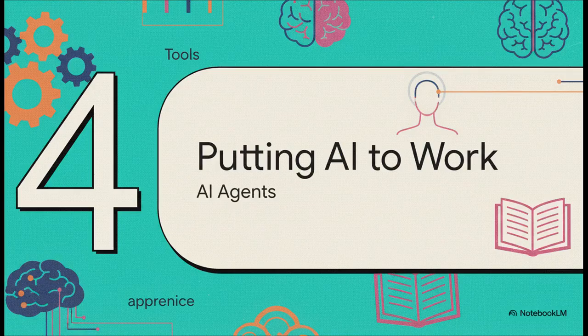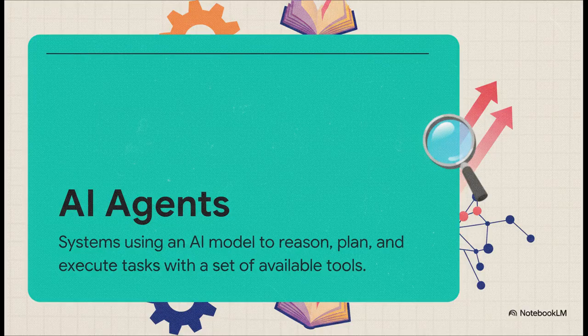Okay, this is awesome. Our apprentice now has access to our private library, and they've even been fine-tuned with some expert skills. So what's next? Well, now it's time to let them actually do stuff. It's time to give them tools so they can interact with the real world. And this brings us to the really exciting concept of an AI agent.